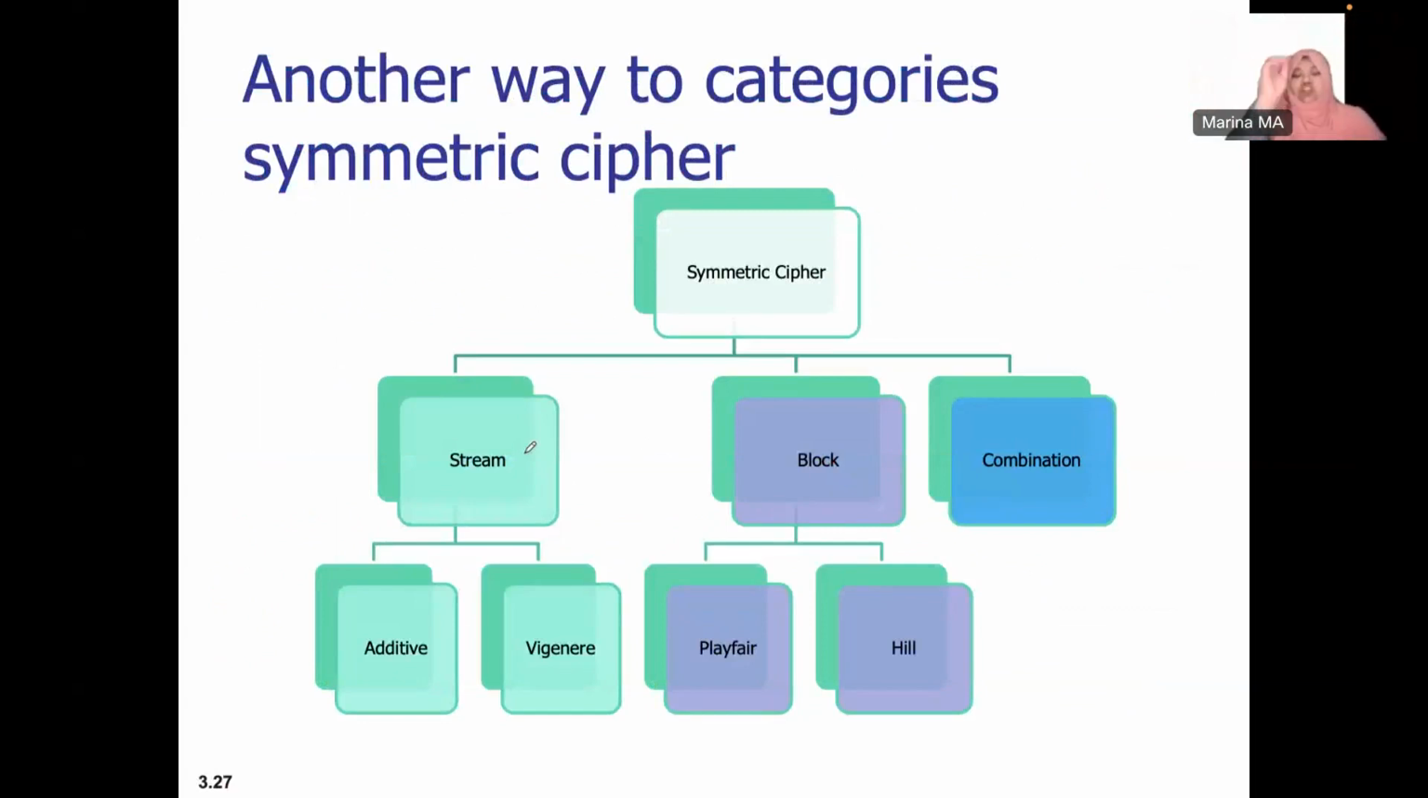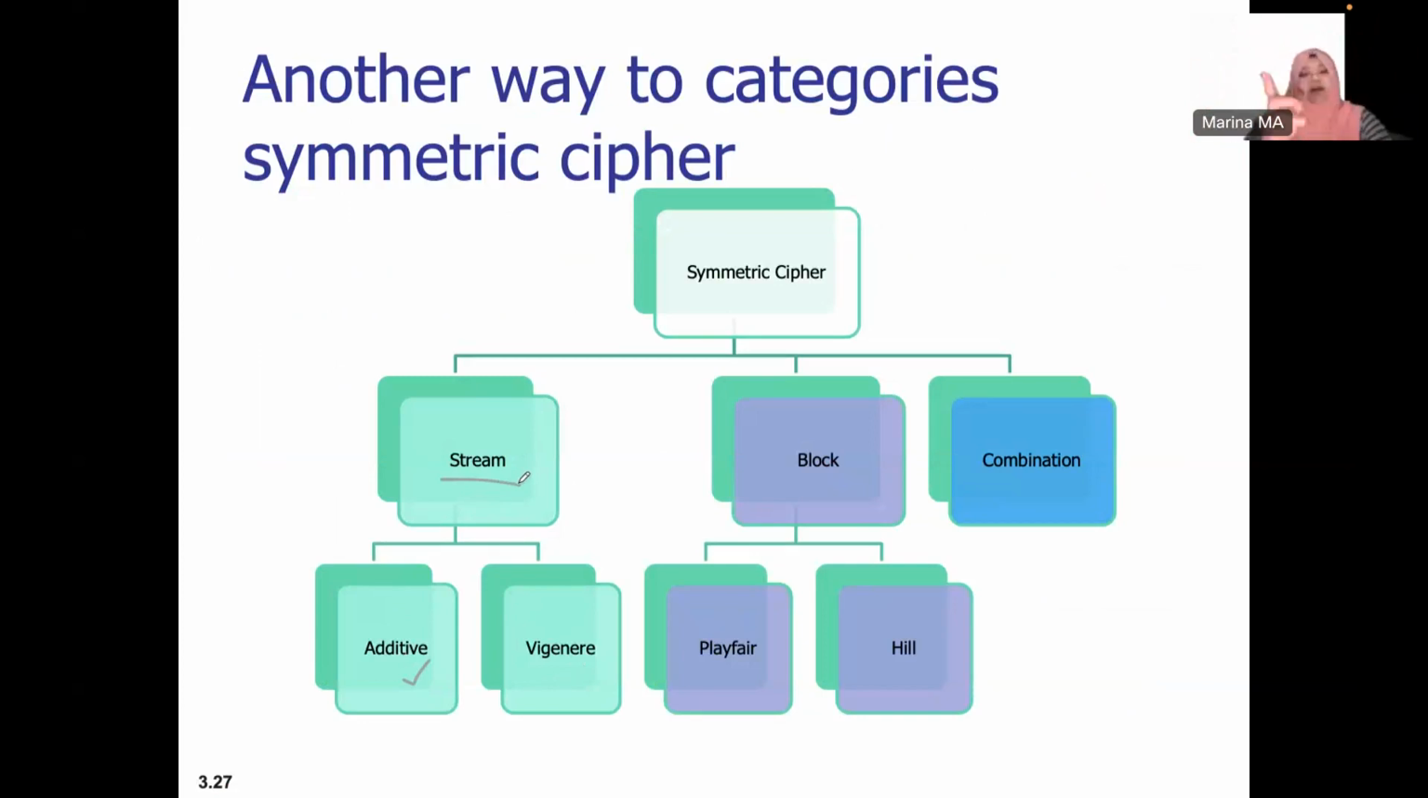Or we can do it in combination. So, remember, additive is under substitution, monoalphabetic. Vigenere is under substitution, polyalphabetic. But they are both in a different category. They are both stream ciphers, meaning you're doing it streaming, all letters all the time. You don't break it down into different chunks.